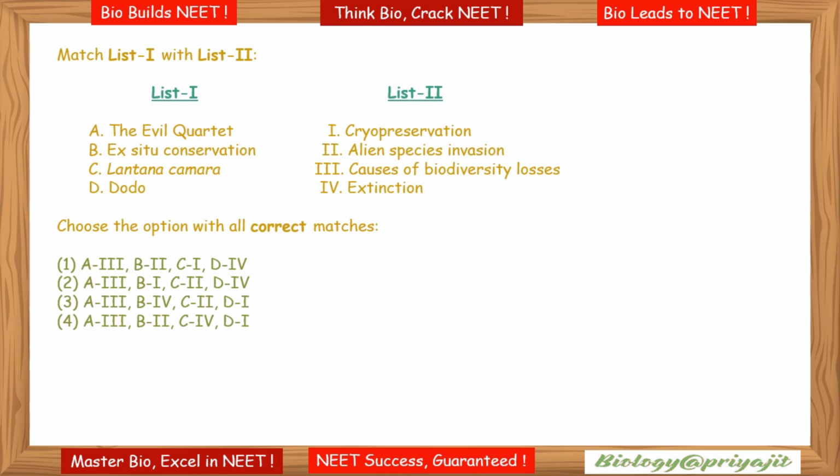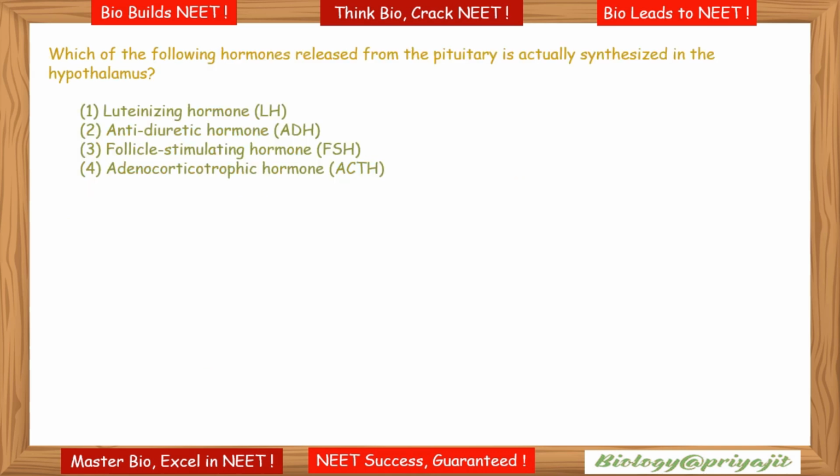So here the correct answer will be option 2, that is A3. The evil quartet is the causes of biodiversity losses. Ex situ conservation is the cryopreservation. Lantana camara is the alien species invasion, and dodo has now become extinct. So here the correct answer will be option 2.